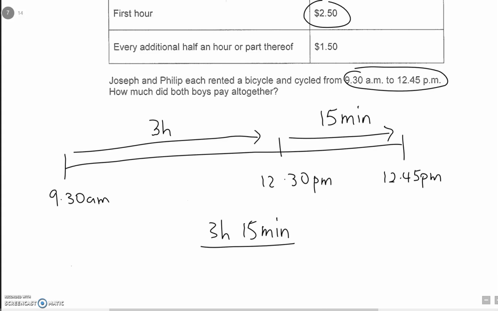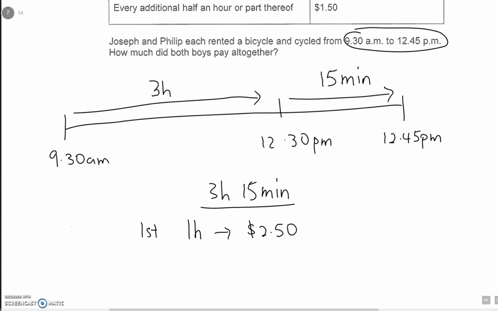So what we're going to do is this. We're going to break it down. The first hour, how much did one person have to pay? $2.50. Now, 2 more hours and 15 minutes to go. We're going to look at the second hour.